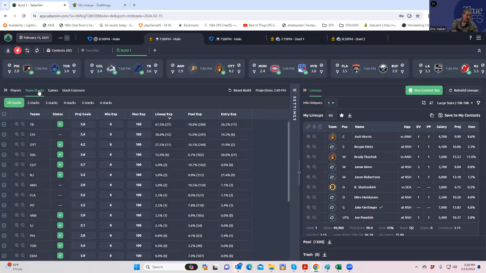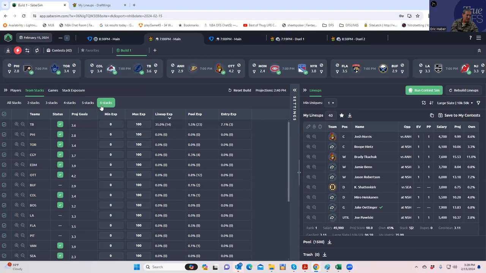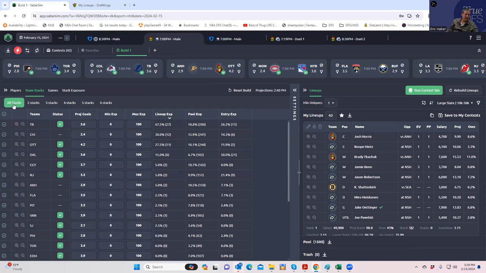So at this point, we have a distribution of 67% Tampa, 30% Chicago, 27% Colorado. Pretty heavy duty Tampa exposure. And you could drill down if you want to where that comes from. So you actually have a good amount of six-man onslaughts. 35% of these lineups are Tampa six-man onslaughts. 20% are five-mans for Tampa. 12% are four-mans for Tampa, etc. So needless to say, this is a very Tampa-heavy lineup construction.